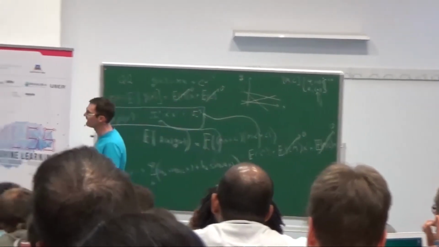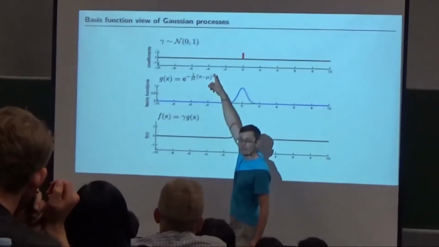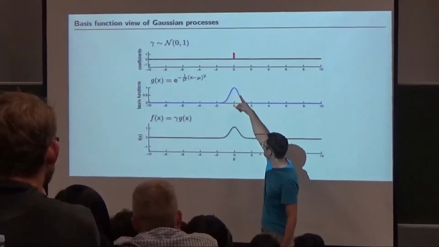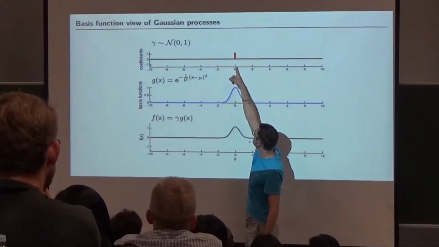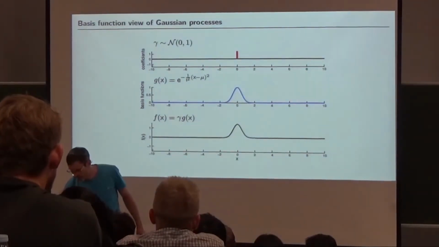Here's another example of that. Here we're going to take a Gaussian basis function and multiply that by a Gaussian random variable to produce a function down here. To start with, I'm just going to use one Gaussian bump. So the recipe is take one coefficient, one Gaussian coefficient, multiply it by a Gaussian bump. And here's some samples from that function.